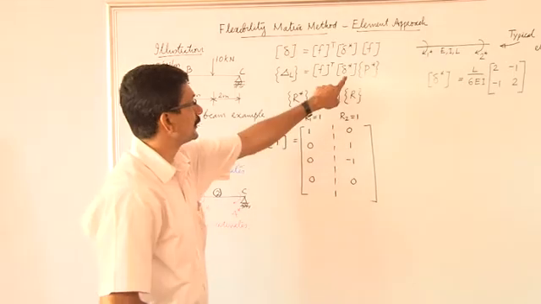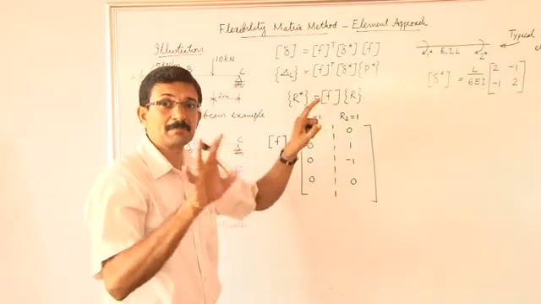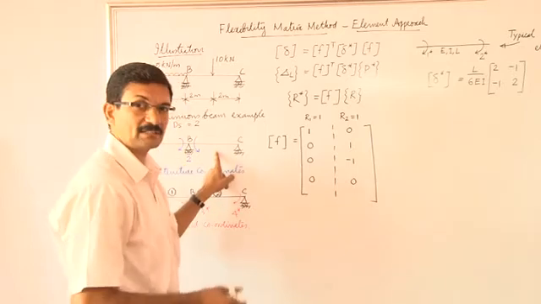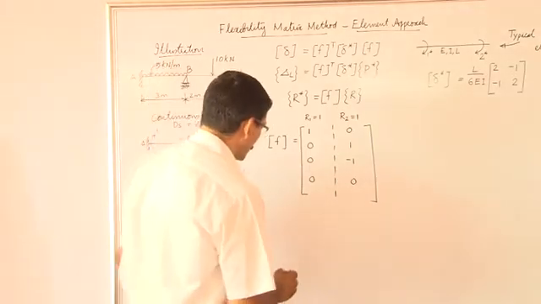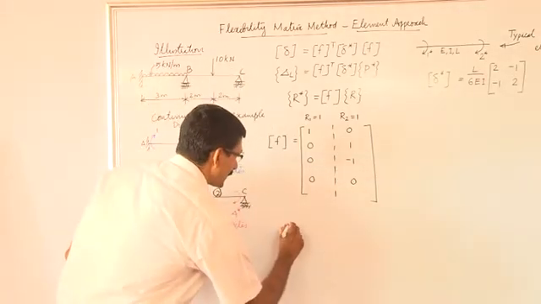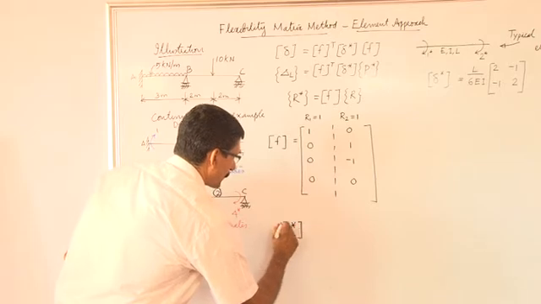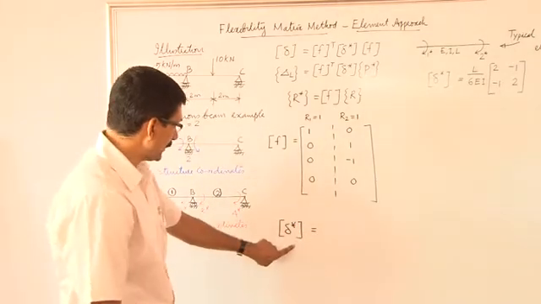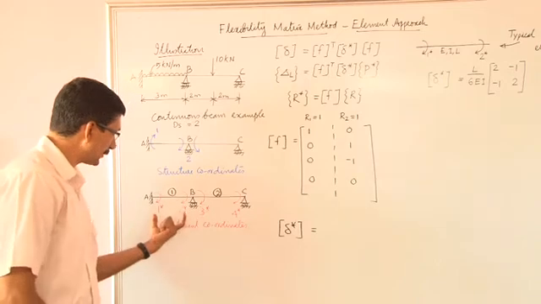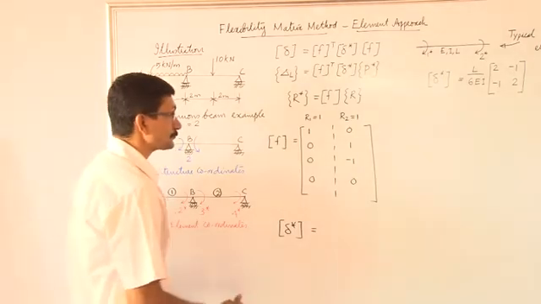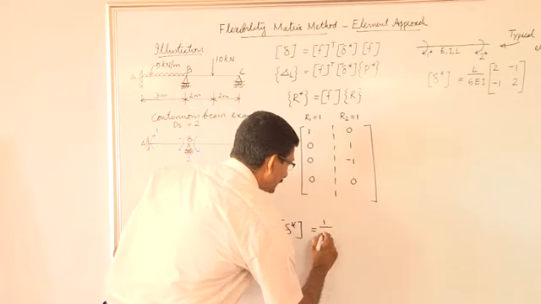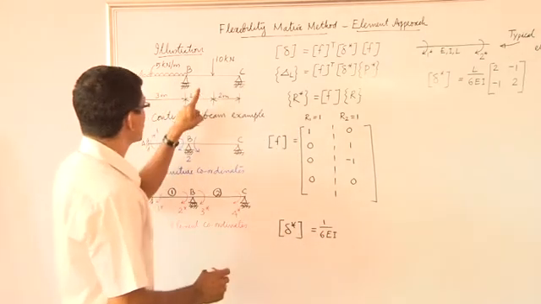Now, delta star, which is the unassembled element flexibility matrix for all the elements in the structure. Delta star is equal to the element flexibility matrix for the first element, which would be, let us put 1 by 6EI outside. Well, EI for this structure is a constant.